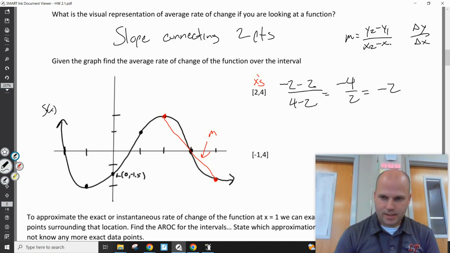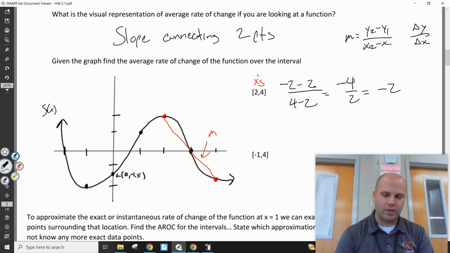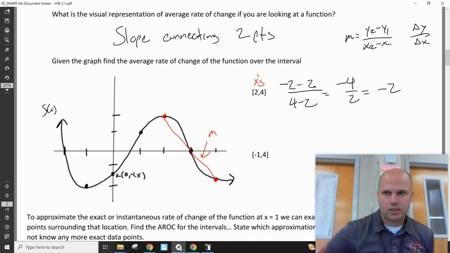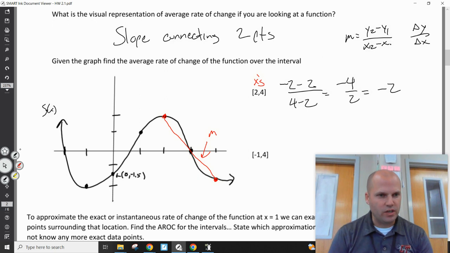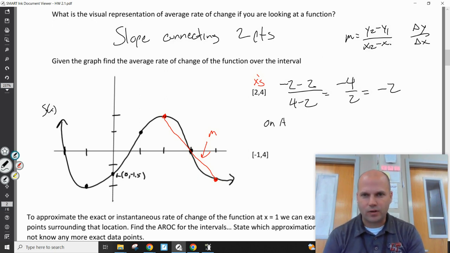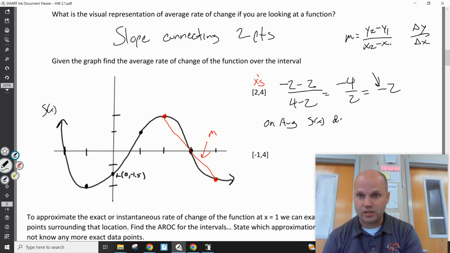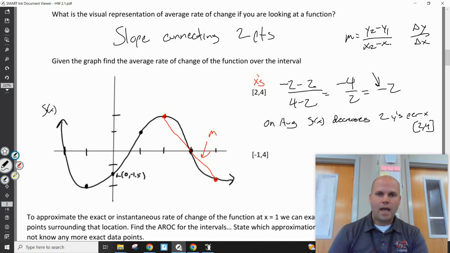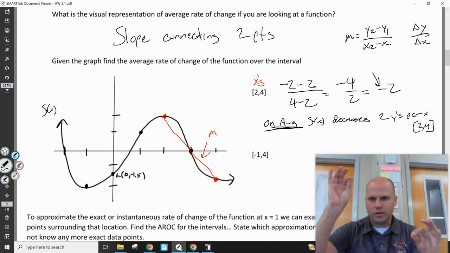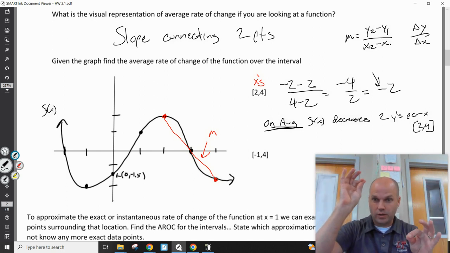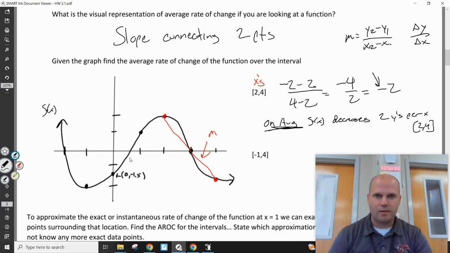And we have a statement that we can say, and the statement's very important because we have to understand what our values mean in this class. That -2 is an average rate of change. I would say, on average, this function f of x, since this value is negative, we can tell my function on average is decreasing. So I'm going to say it decreases 2 y's per x on the interval from 2 to 4. Have to say on average, because between 2 and 4, you don't know what's going on with your function in between 2 points very far away from each other. So anything could happen, but on average, this is what has to happen.